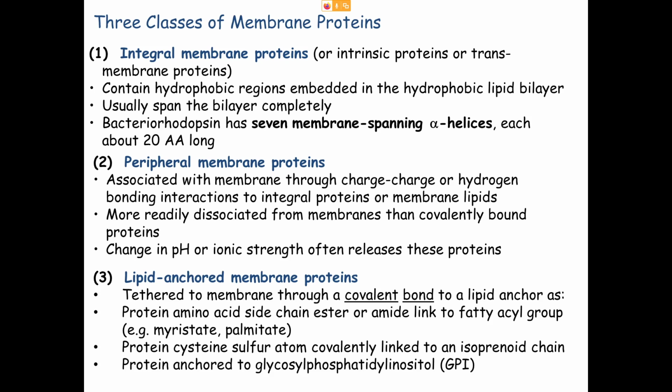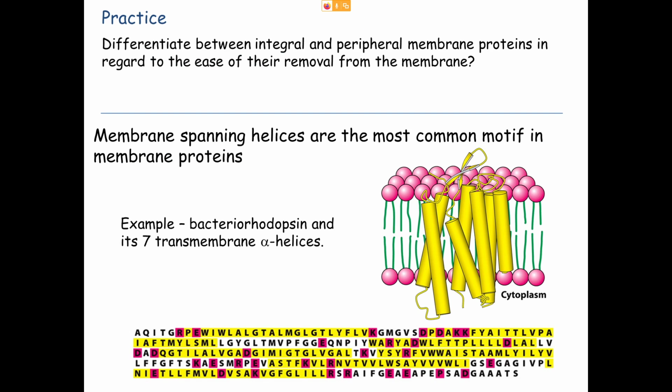So it's a very ingenious way of keeping a protein next to a membrane, but it's not covalently bound to the membrane. Remember, the fatty acid tails aren't covalently bound to each other, right? But this fatty acid tail is covalently bound to the protein. Okay? All right, so let's look at an example of one of those.